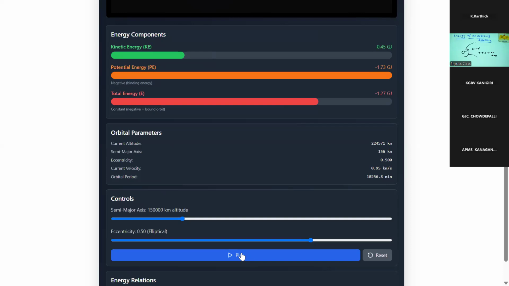So throughout this entire elliptical cycle, you can see that the total energy, the red bar and the number, remain constant. So this is the law of conservation of mechanical energy, that is kinetic energy plus potential energy, which is the total energy. As the satellite swings towards the perigee, potential energy is converted to kinetic energy. As it swings out towards the apogee, kinetic energy is converted back to potential energy. So they are constantly trading off, but the total sum is fixed. Clear?